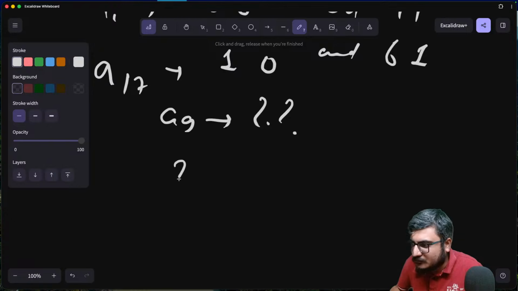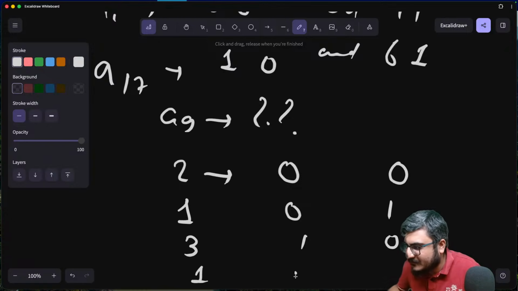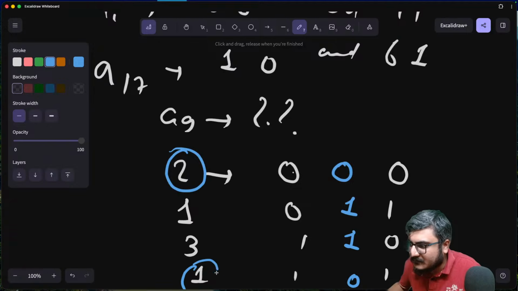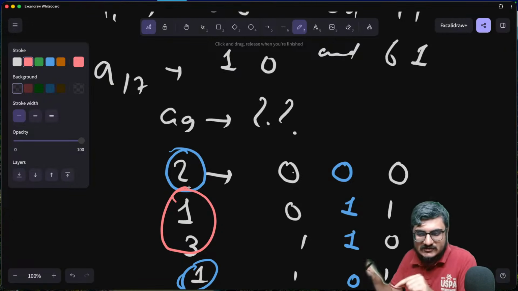But if I know that 2 bits have 0, 0, 1 bit has 0, 1, 3 bits have 1, 0, and 1 bit has 1, 1, then I know that taking the XOR of these two will give me a XOR of 0. Taking these two will give me a XOR of 1. Taking these two will give me a XOR of 1. Taking these two will give me a XOR of 0. So the number of zeros would be 2 and 1. And the number of ones would be 1 and 3. That's why I'm going into the pairs, because I need to know the precise value for each of the numbers.